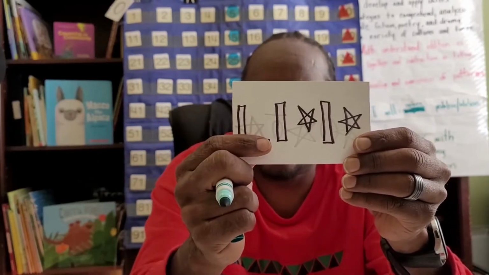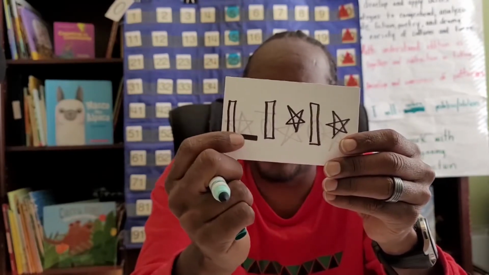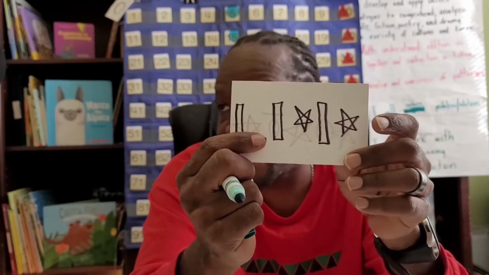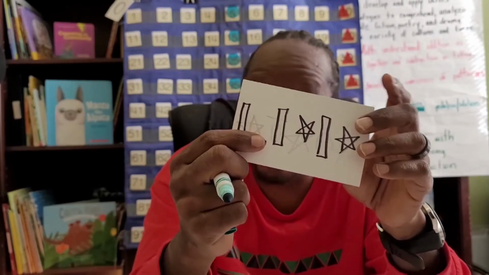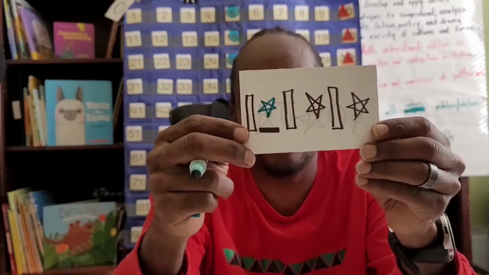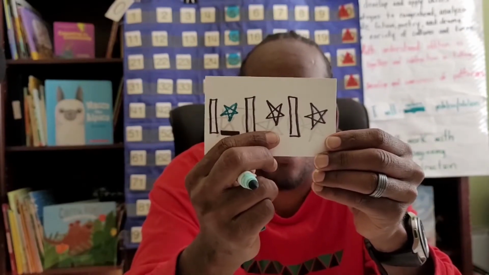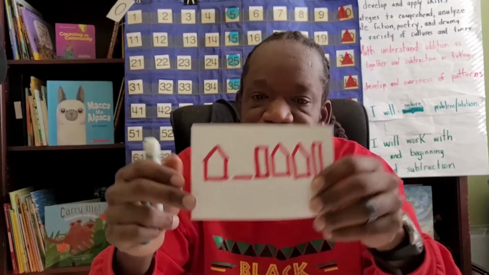Rectangle, blank, rectangle, star, rectangle, star, rectangle. What goes right there? Right, Travell. It's a star. It's a star that goes right there. Star, rectangle, star, rectangle, star, rectangle, star. That's right. All right, I think I have one more.